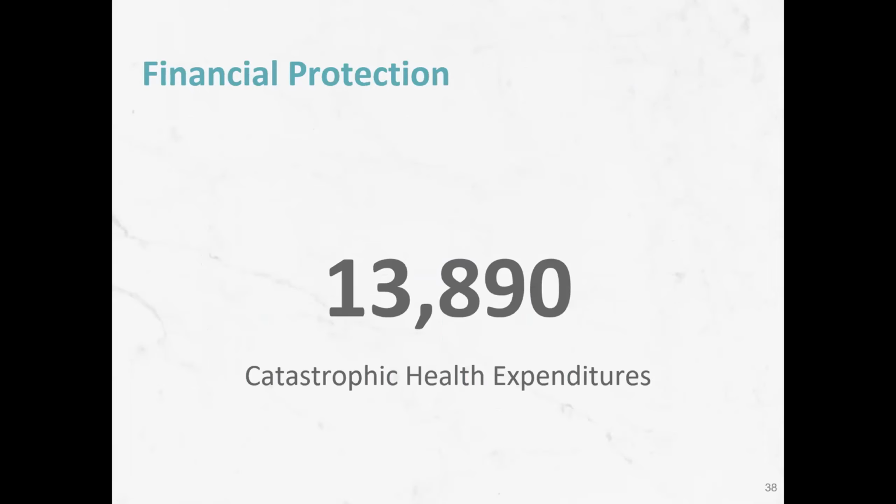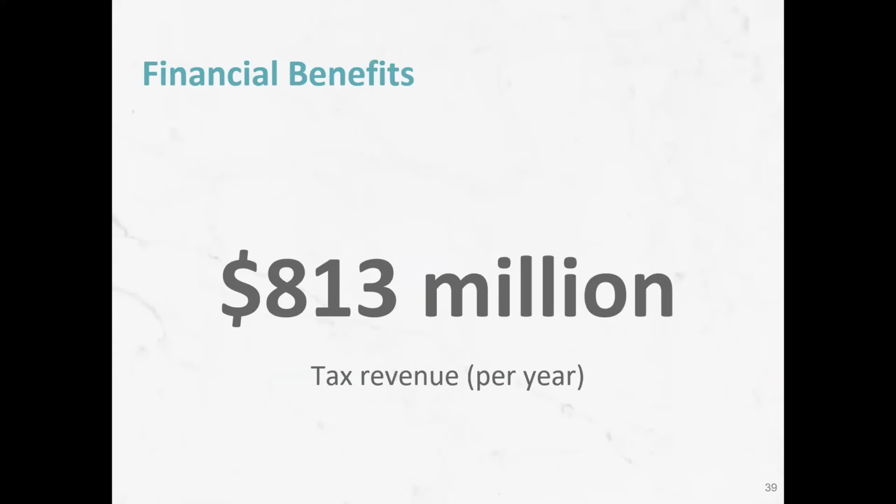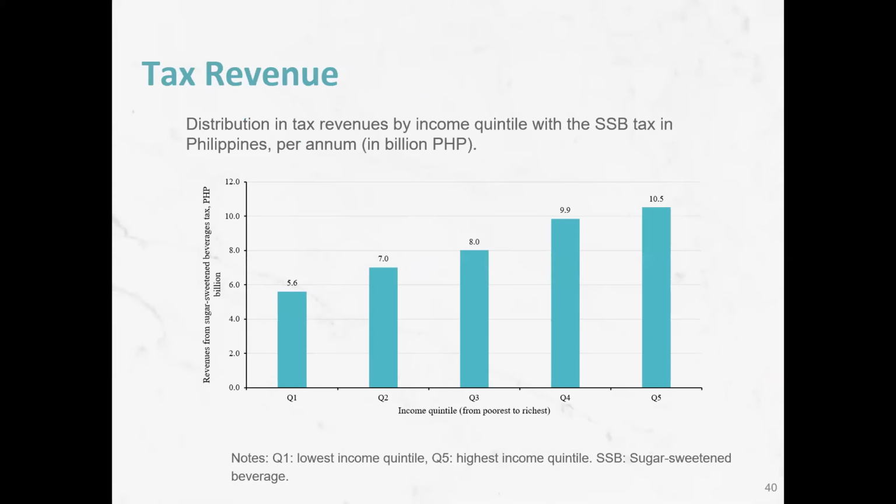We had a total of 13,000 or about 14,000 catastrophic health expenditures averted, and as expected, most of them, almost about 8,000 of them, were from quintile 1 and only about 1,400 from quintile 4, with none in quintile 5. And lastly, we estimated that the government is going to get about 813 million USD in per annum tax revenue. So this forms about 0.26% of their nominal GDP. So it's significant in some way.